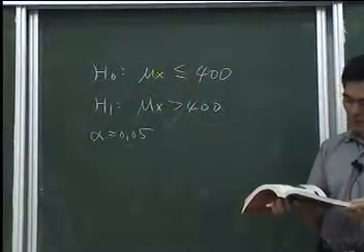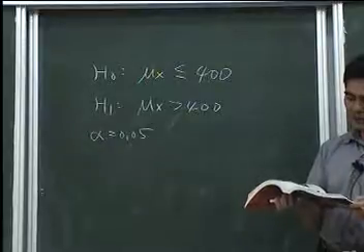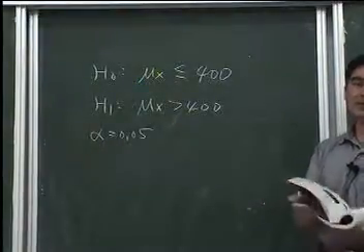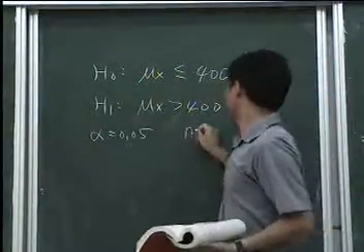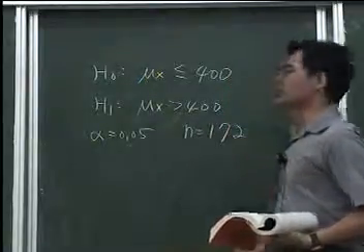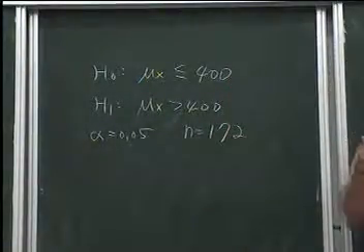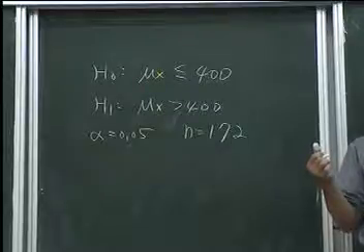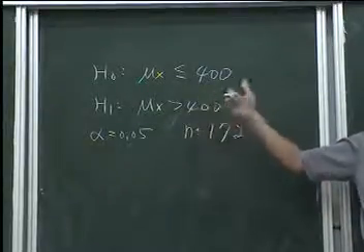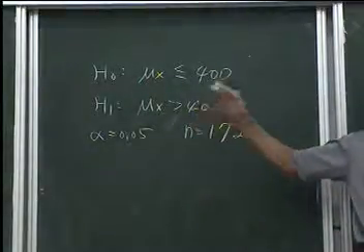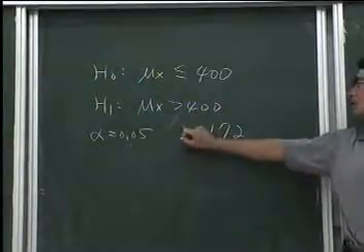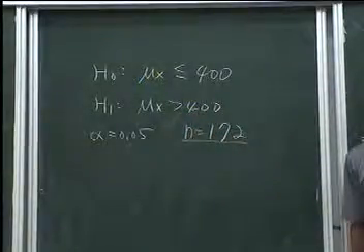And a random check of 172 unpaid balances. So n is equal to 172. So when you read a question, you want to translate that information into symbols or numbers, and figure out what's going on there. So this gives you a hint.